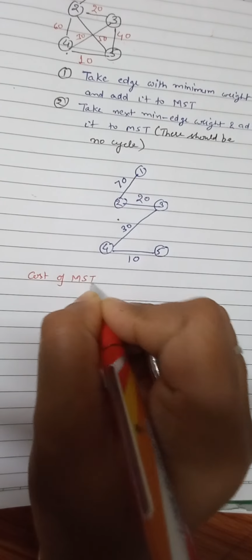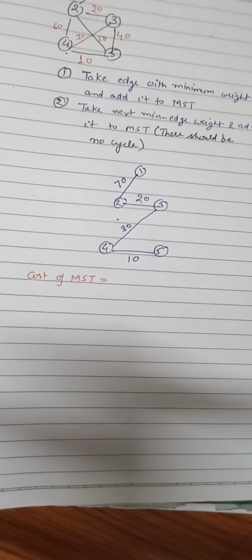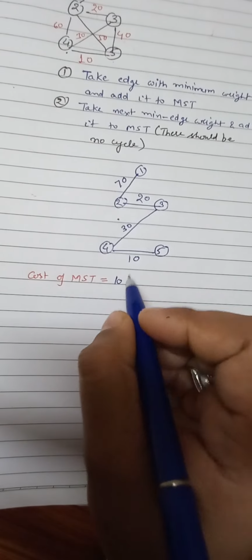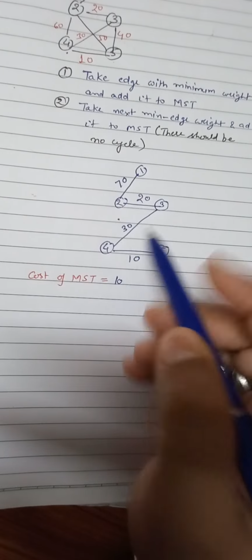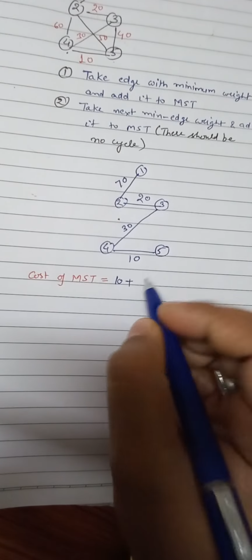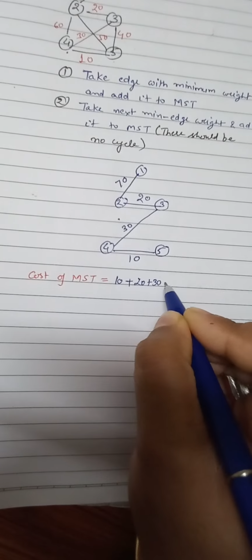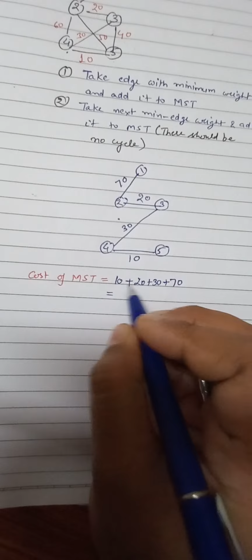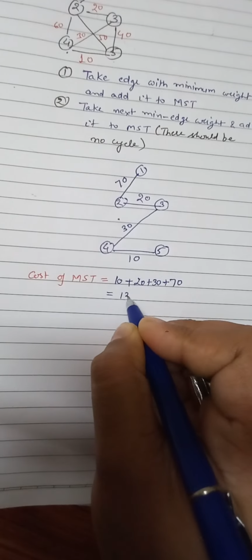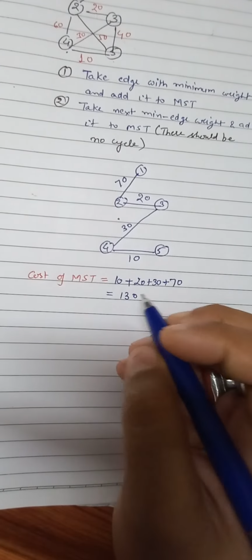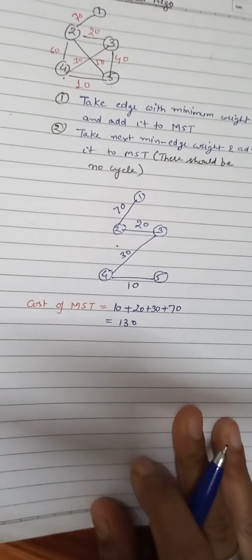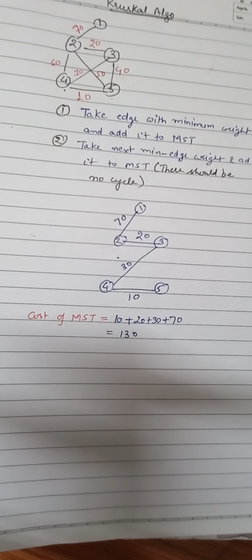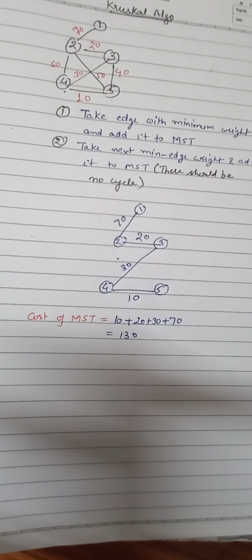Now we will find out the cost of the minimum spanning tree with the help of Kruskal algorithm. So what is the cost? According to the weights which are written over the edges: 10 plus 20 plus 30 plus 70. So what will it be? It will be 130. So that will be the cost of this minimum spanning tree with the help of Kruskal algorithm. So like that we can find out the cost of minimum spanning tree with the help of Kruskal algorithm.